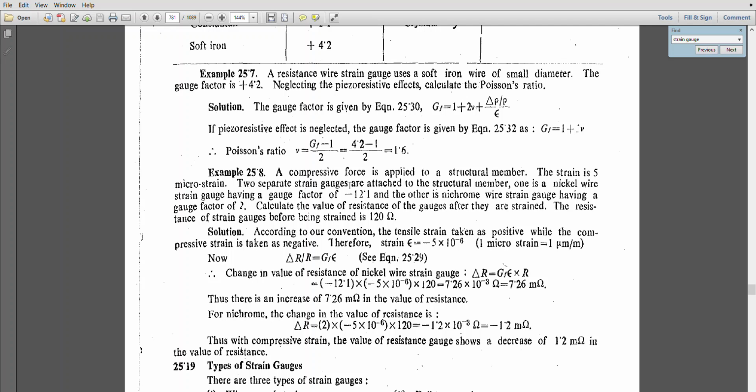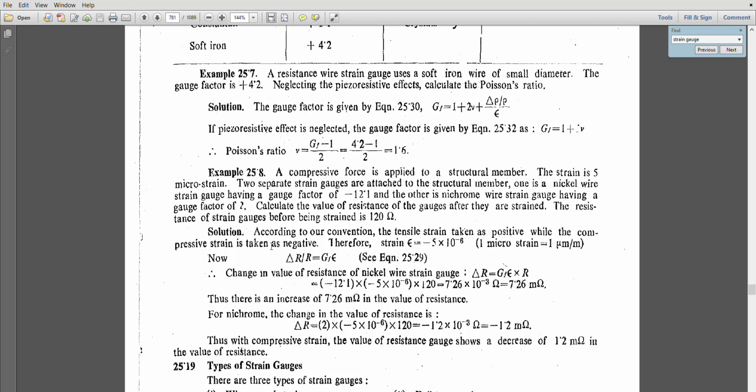Two separate strain gauges are attached to the structural member. One is a nickel wire strain gauge having a gauge factor of minus 12.1. Another is a nichrome having a gauge factor of 2. Calculate the resistance of the gauges after they are strained. The resistance of the strain gauges before they are strained is 120 ohms. According to our convention, the tensile stress is taken as positive, while the compressive stress is taken as negative.